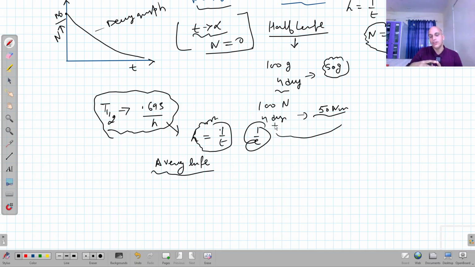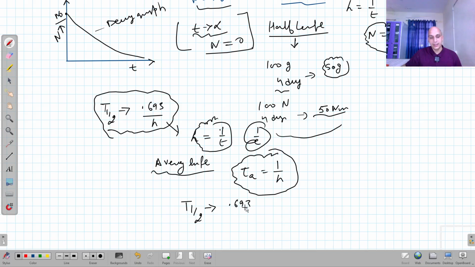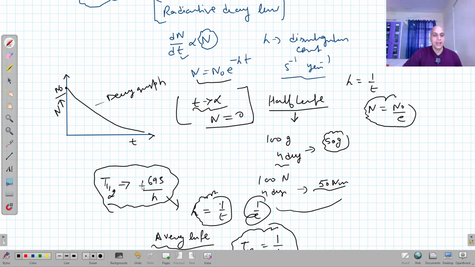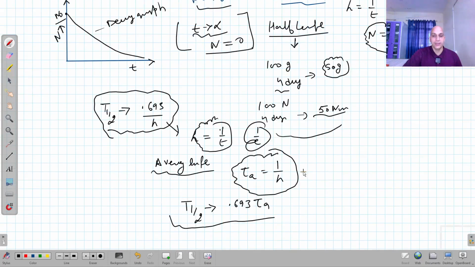So if we take the average of the lifetime of all the nuclei, the 100 nuclei present in that sample, then it comes out to be T average is equal to 1 upon lambda. This is the relation for it. Here lambda is again the disintegration constant, and I can write it in terms of half-life period. T half is equal to 0.693 into T average, because T half is equal to 0.693 upon lambda. So 1 upon lambda is equal to this. This is the relation between half-life period and average life.